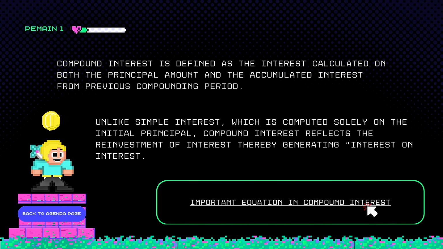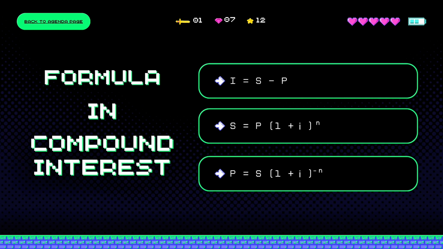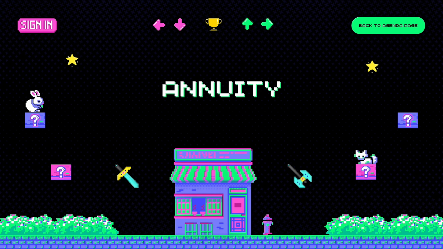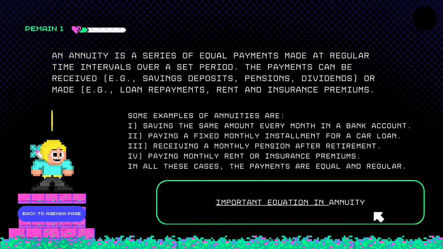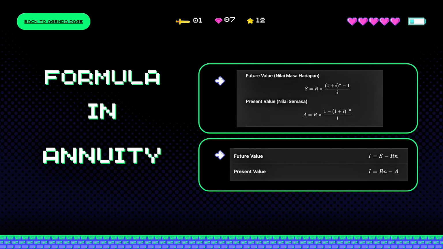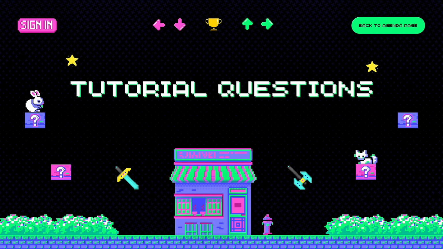The explanation for compound interest. And this is the formula that we use in compound interest. So now this is the explanation for annuity. And this is the formula that we use in annuity. Let's start doing tutorial question.